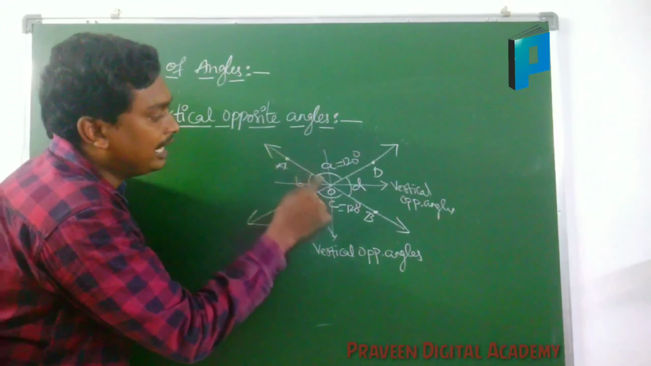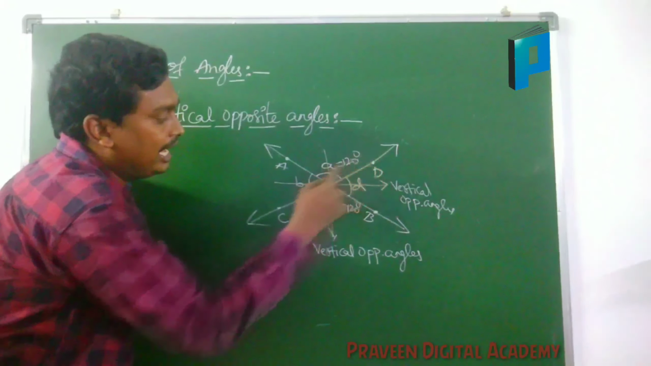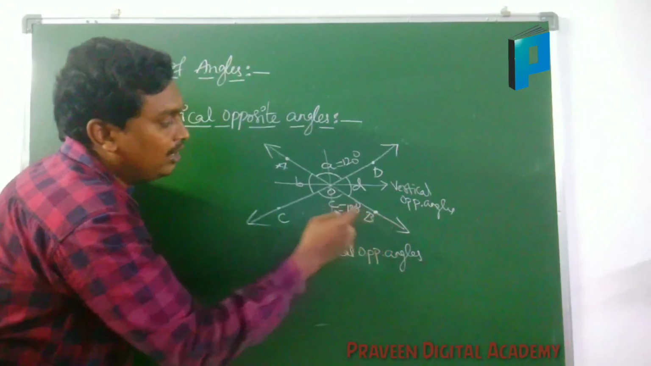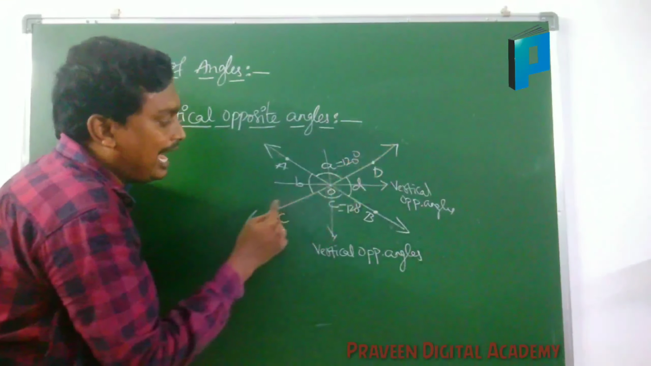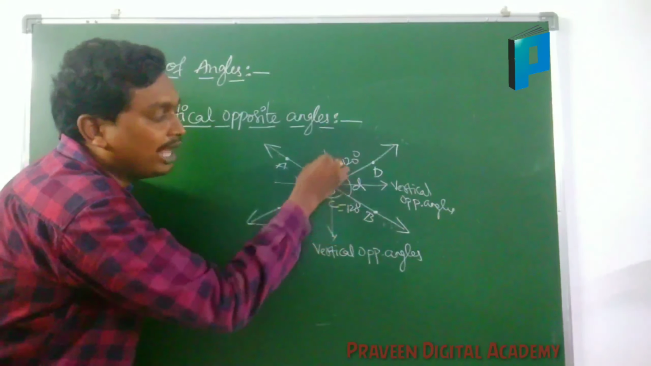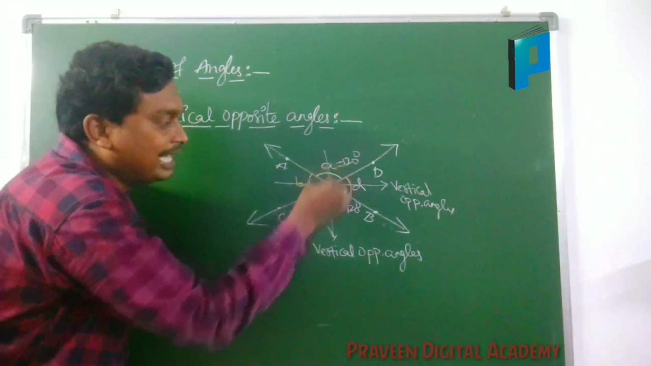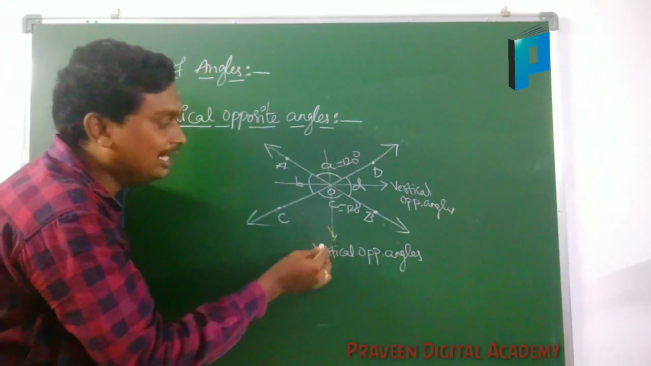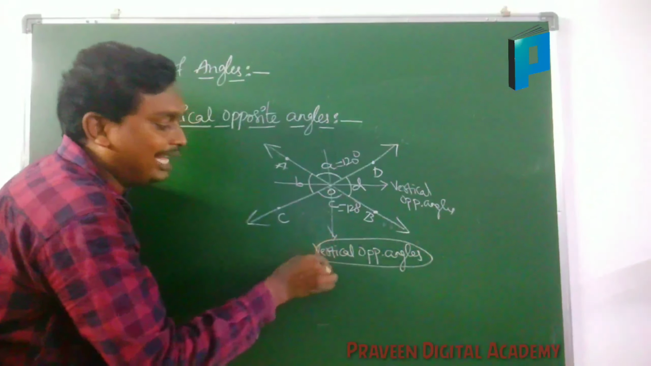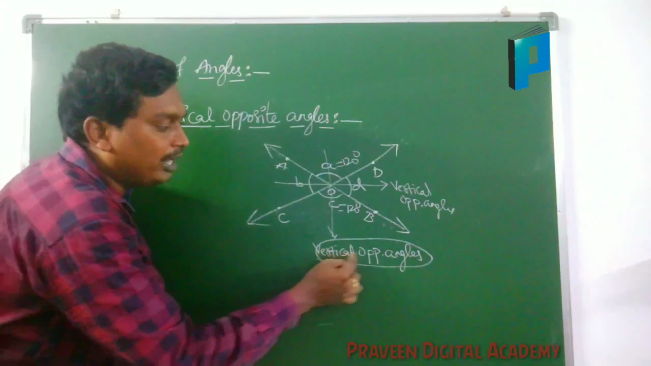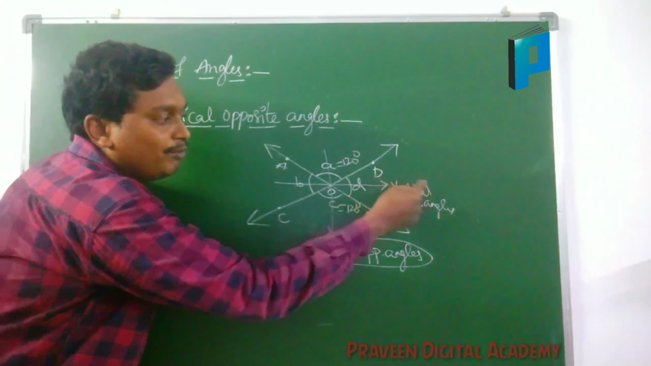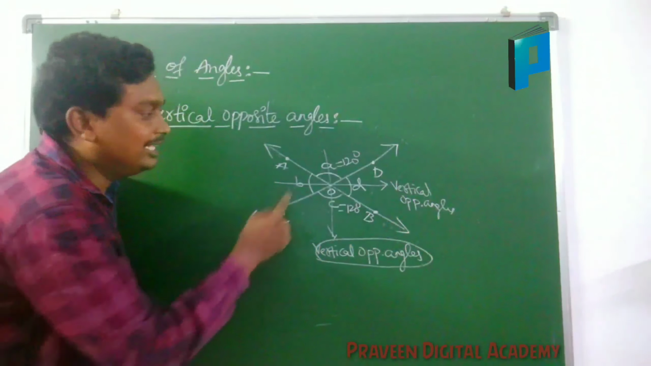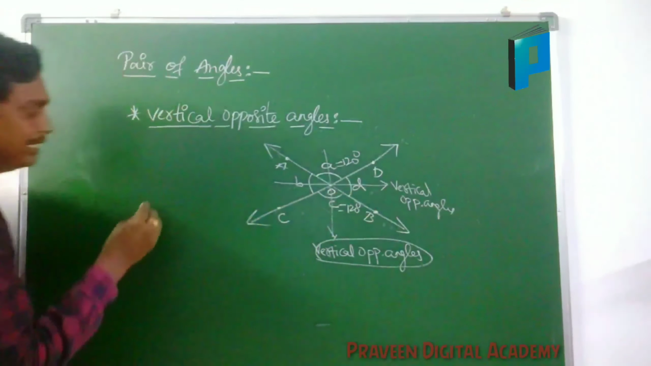Look here. AOD and COB will not have any common ray, but they are opposite to each other. Such kind of angles we call vertical opposite angles. And here B and D are also vertical opposite angles. They are opposite to each other.